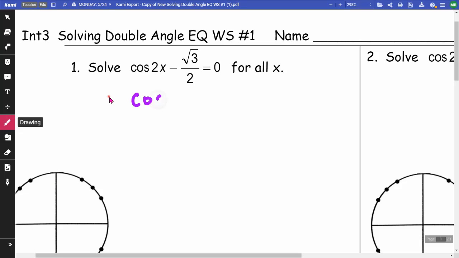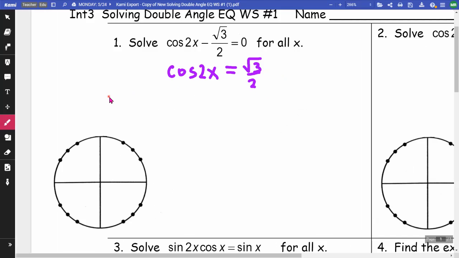So cosine 2x. So it's cosine of some angle that happens to be 2x. And I'm going to add the root 3 halves to both sides. Then I need to figure out where my cosine is equal to root 3 over 2. And so cosine is your x, so I want long comma short. So it's going to be here at pi 6. And it's also going to be down here at 11 pi 6. Okay, now that's what 2x is equal to, not x.